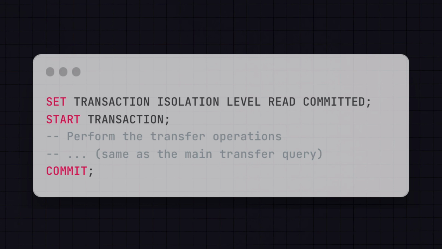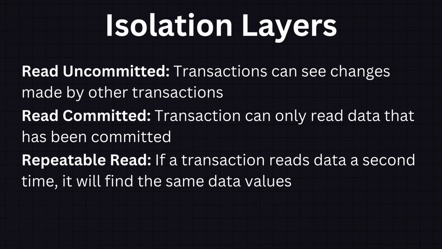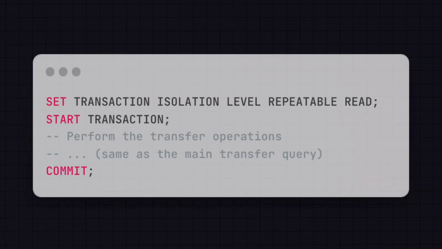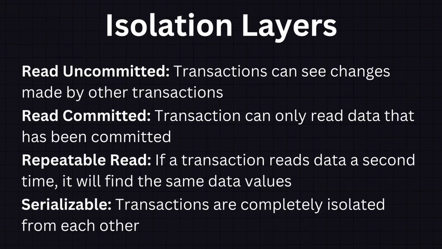transactions are modifying it. That's why we have the next level, which is repeatable read. It ensures that if a transaction reads data a second time, it will find the same data values. This level will prevent the transaction from seeing changes made by others between multiple reads of the same data within the transaction. However, it might not prevent phantom reads, and for that we have the serializable level.